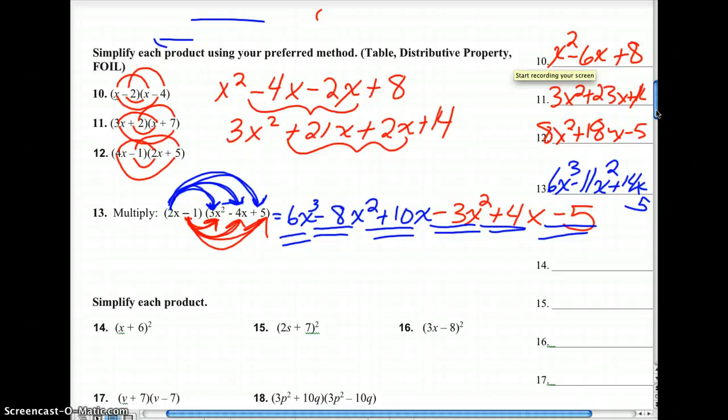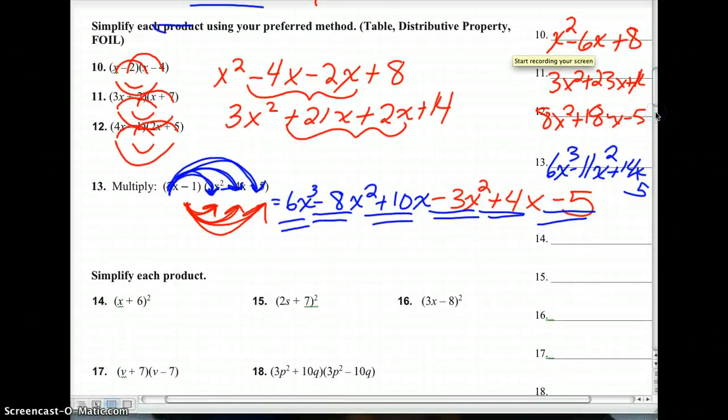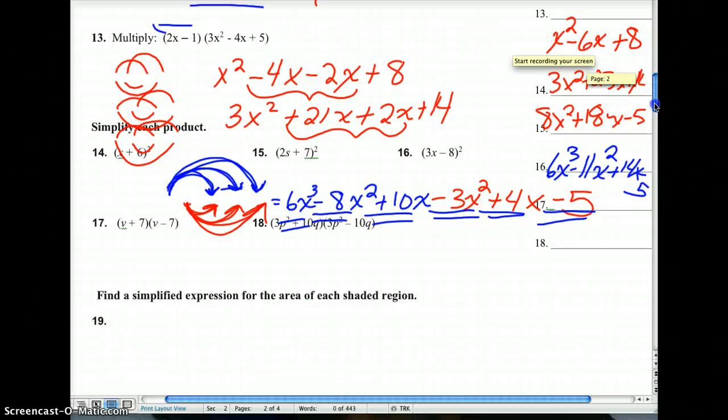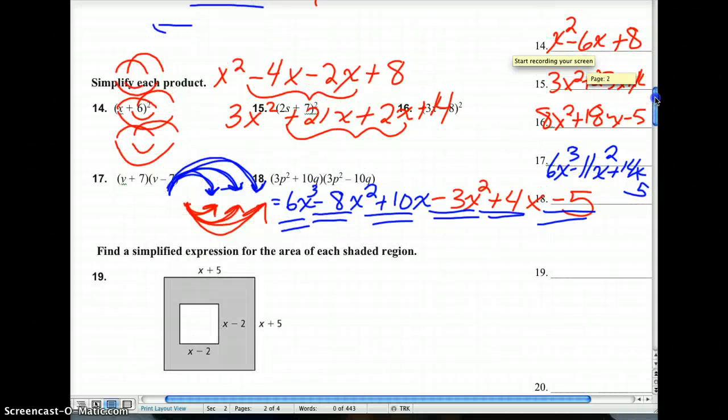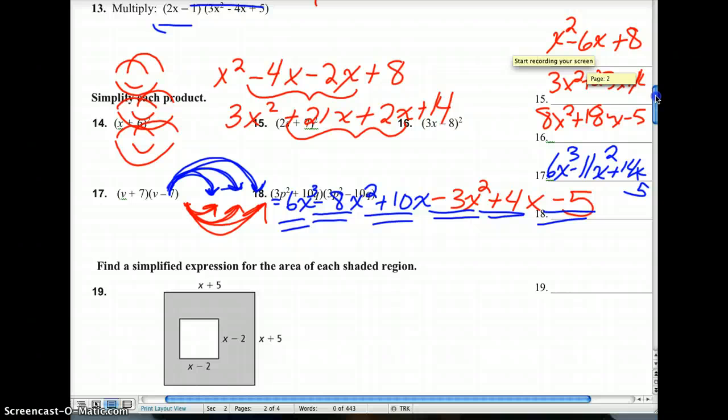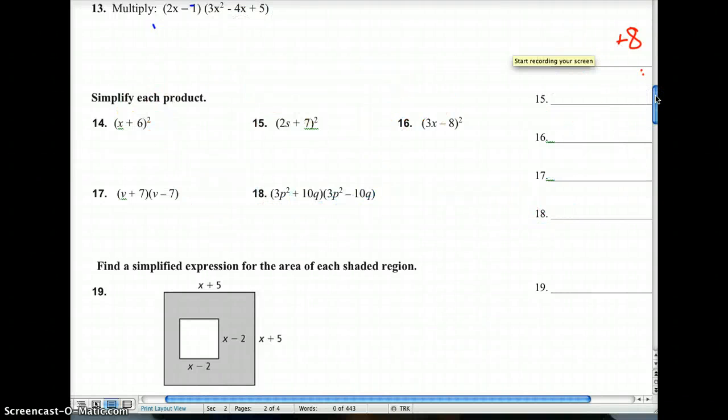Next up, we are simplifying each product. So with 14, 15, and 16, the key to those is that you need to expand them first and then FOIL them. So with number 14, when I say what is x plus 6 squared, I mean what is x plus 6 times x plus 6. So I'm going to rewrite that, and I'm going to FOIL.